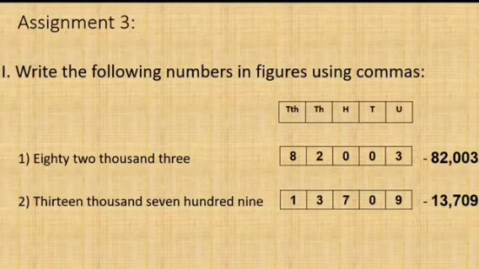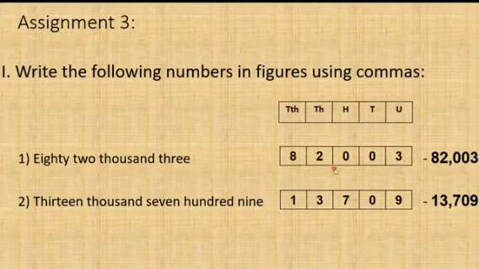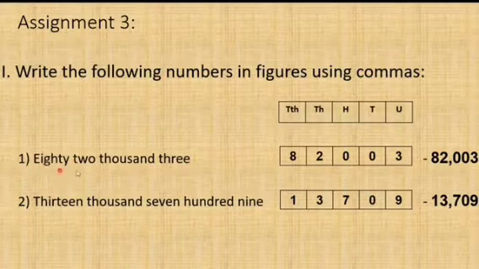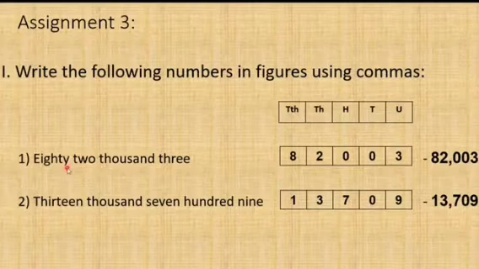82,003. Children, here the first thing we do is draw a place value chart and then assign each place value with the digits that are mentioned in words here. Here now we have 82,003. So it is 82,000, which is nothing but 80,000 plus 2,000. So 8 is written under the 10,000's place, then 2 under the thousands place, and finally it is 3 in the units place.